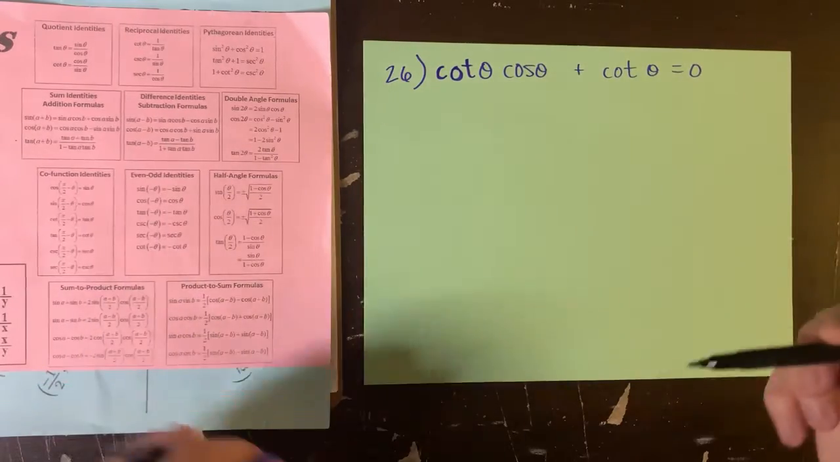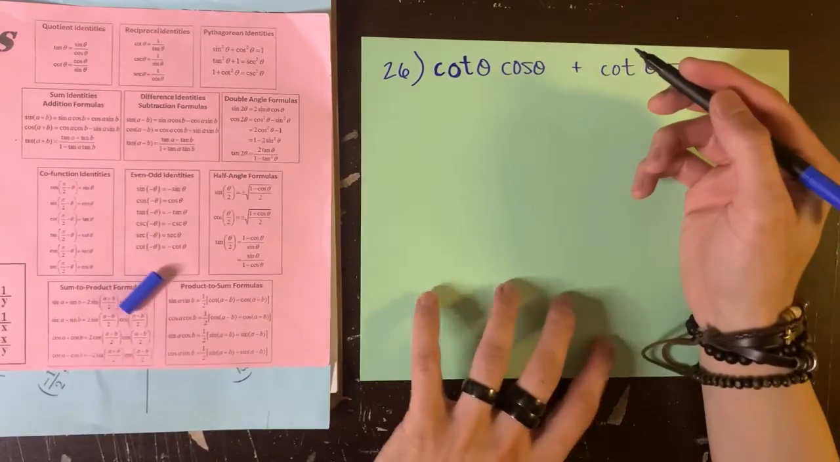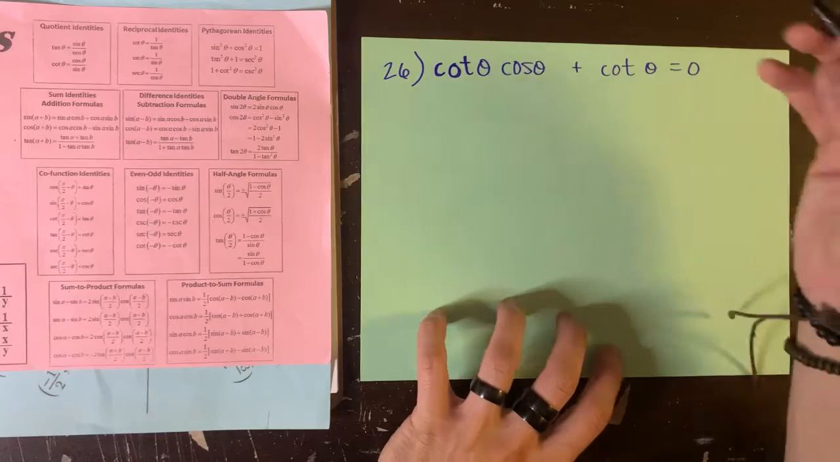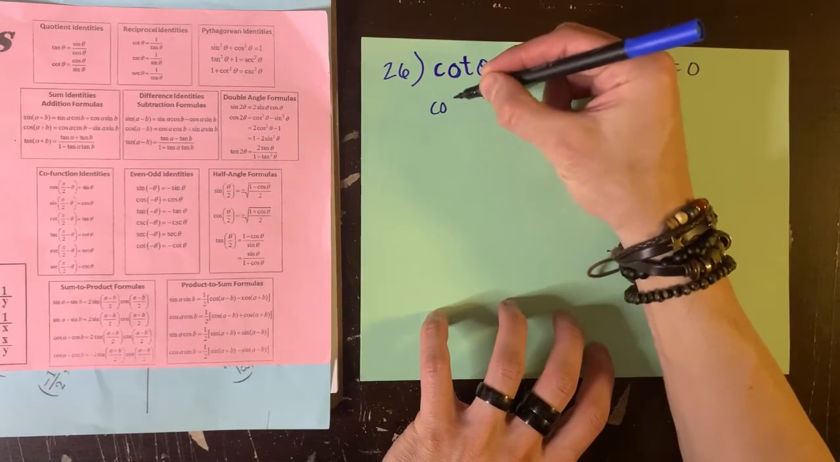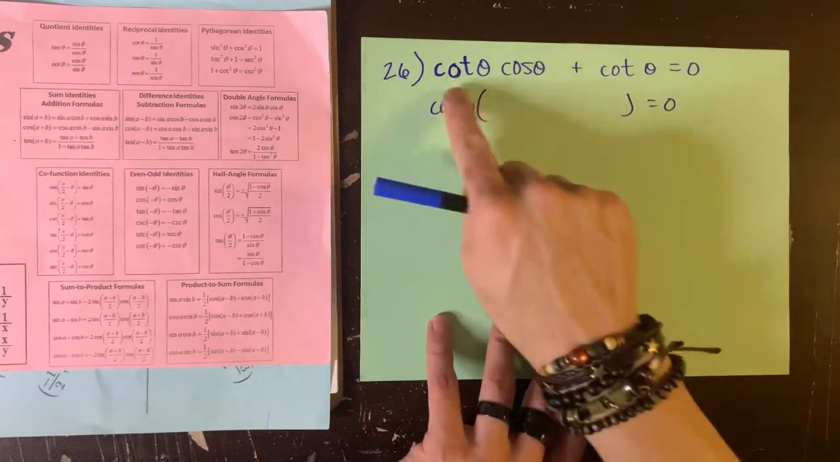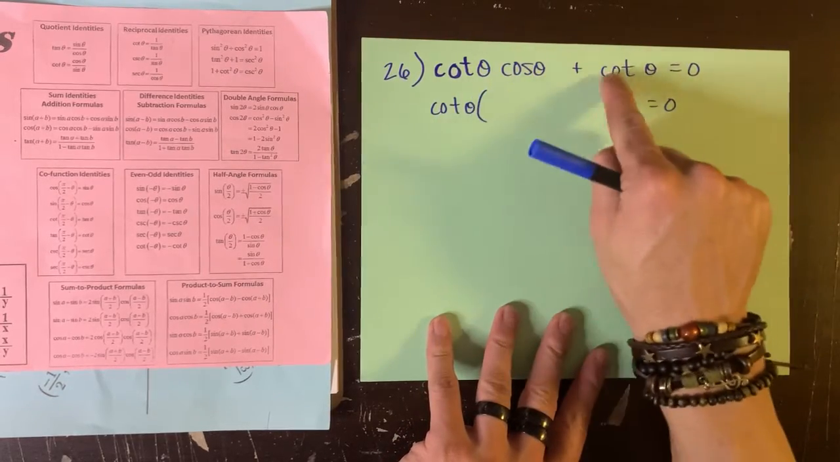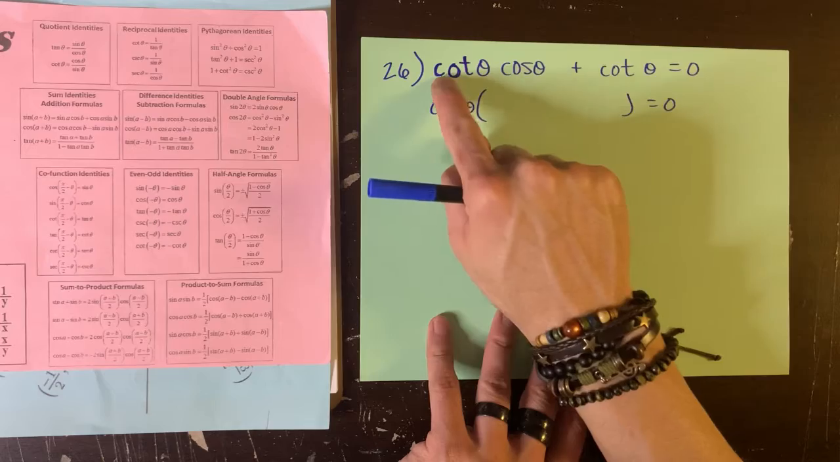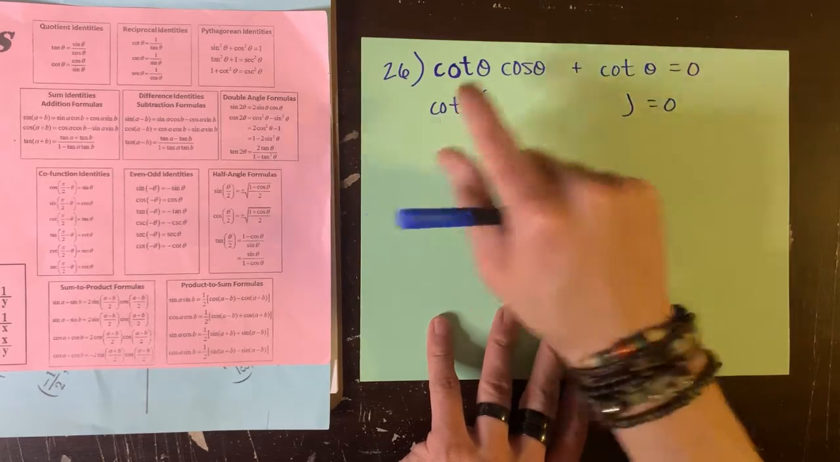So taking a look at number 26, something kind of sneaky happens here. I wanted to make this video to illustrate that point. Right away, we take out the greatest common factor. We have two terms. What is common to both terms? Cotangent theta. So I take that out to the front.